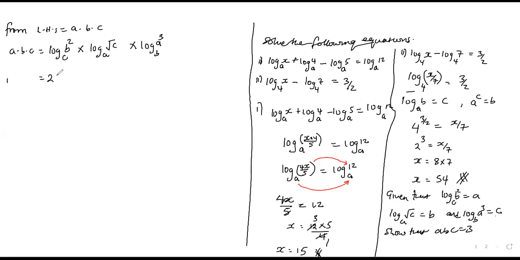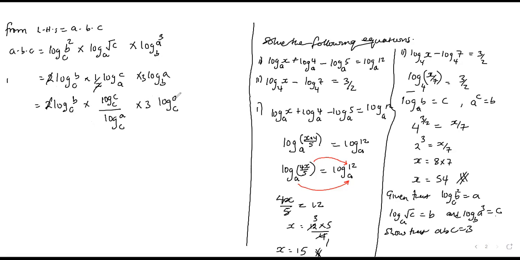You realize that this becomes twice log of C of B times a half log of A of C times 3 log of B of A. Now, if I put everything in terms of log C, what will happen? Check this out. The first one is twice log C, but this 2 can be lost. So log C of B times log C of C, over log C of A times 3 log C of A, over log C of B.